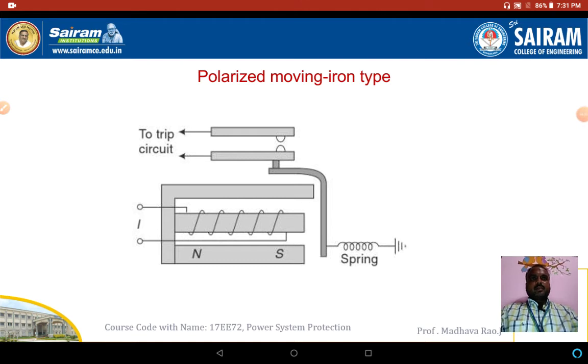Here the permanent magnet produces flux in addition to the main flux. So it is a DC polarized relay. Next, however, these relays can be used with AC rectifiers. So this is used for only DC quantities, but you can also use it for AC quantities by using rectifiers.